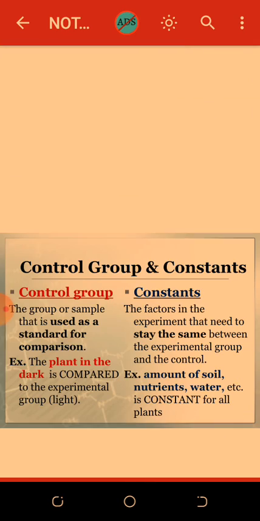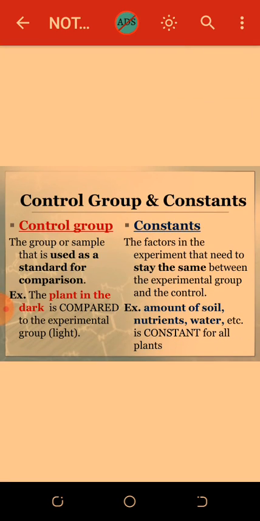The next step in the biological method, as the experiment is further explained, is the control group, healthy group or control group. As discussed earlier, it is the group sample that is used as a standard for comparison.